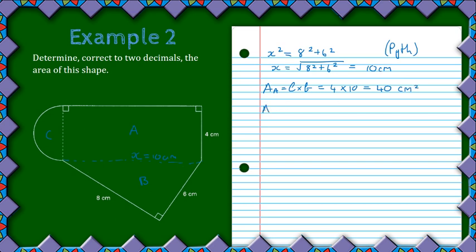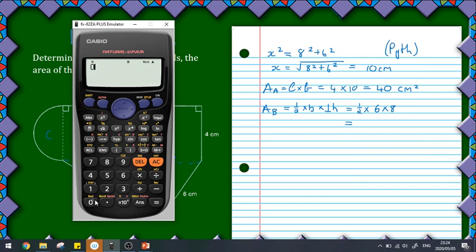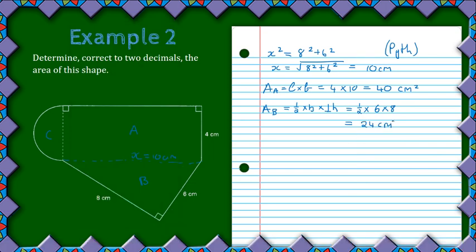Alright, now the area of shape B, that is what? A triangle. So half times base times perpendicular height. Now what is my base? What is my perpendicular height? These two sides are perpendicular to each other. So my base I will make the 6 centimeters. So this is going to be half times 6 times my perpendicular height, which is 8. This gives me 0,5 times 6 times 8, so this gives me 24 centimeters squared.